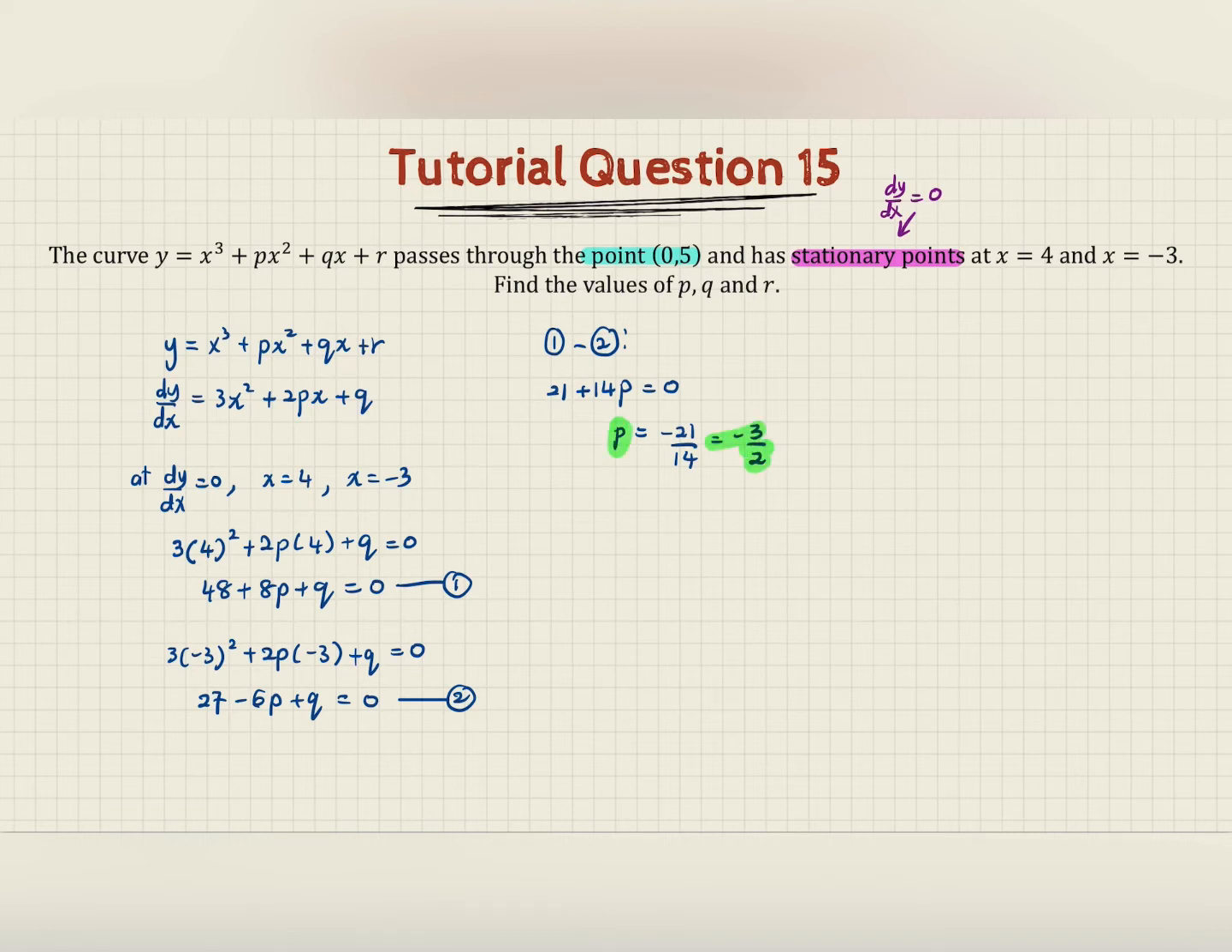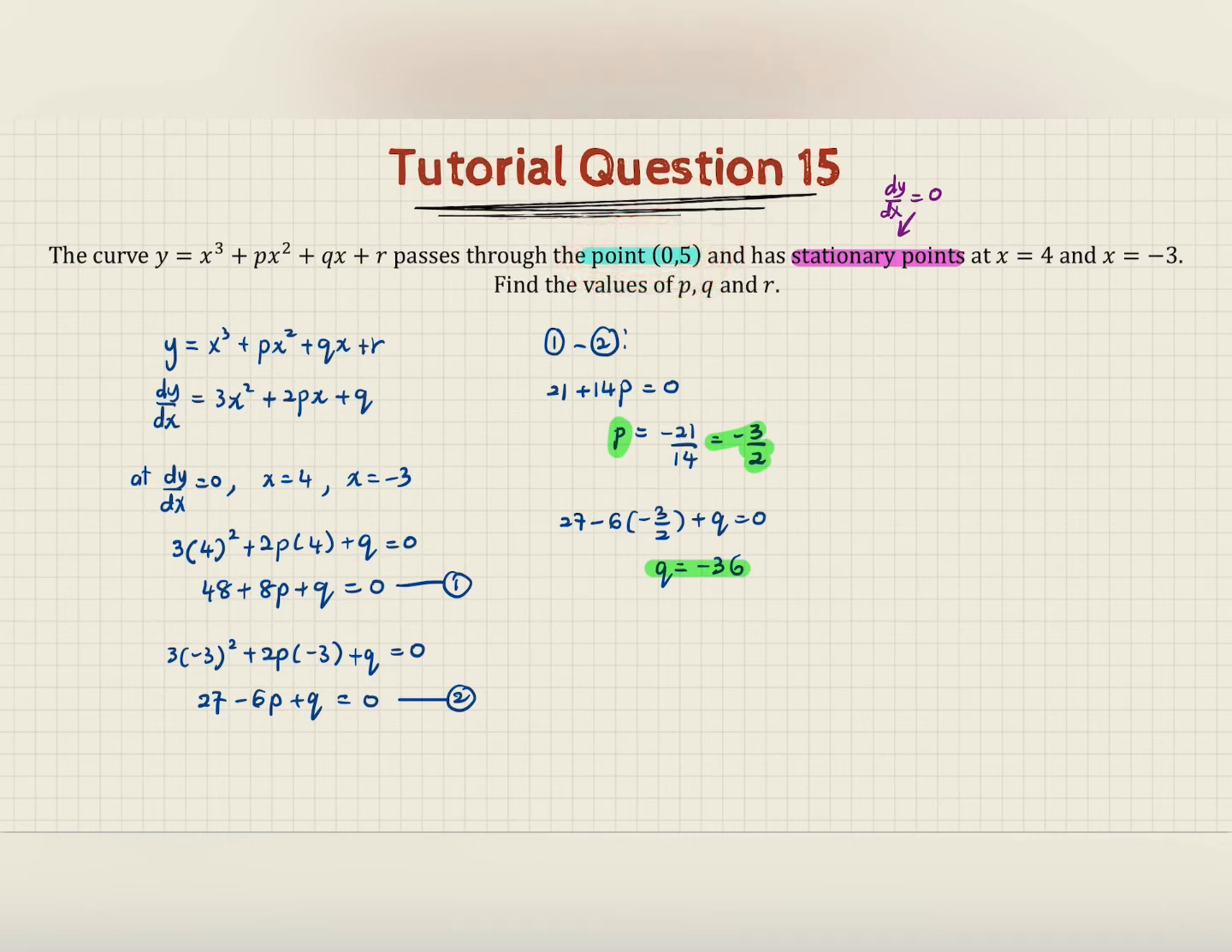Now Q pula, saya gunakan equation yang kedua lah. Okay, so daripada sini kamu boleh tekan calculator sahaja. Okay, and then kamu akan dapat Q sama dengan negative 36. Okay, so kita dah dapat value P and Q. Next, kita nak cari R. Okay, macam mana nak dapatkan value of R daripada sini ya?